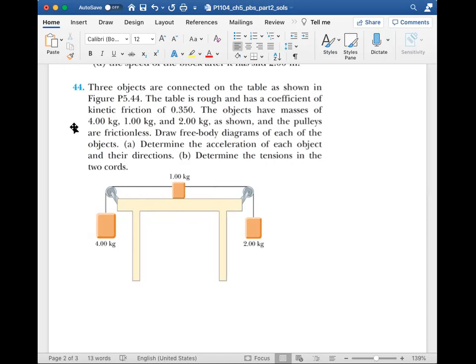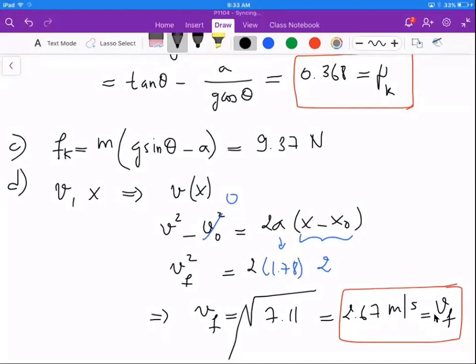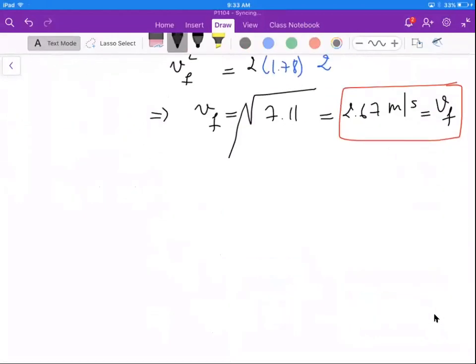Okay, so let's solve the problem. I will move again to the whiteboard. Okay, so let's move on. I'll write the given again and read it with you. So this is problem 44. We have this table, this is the table that we have.